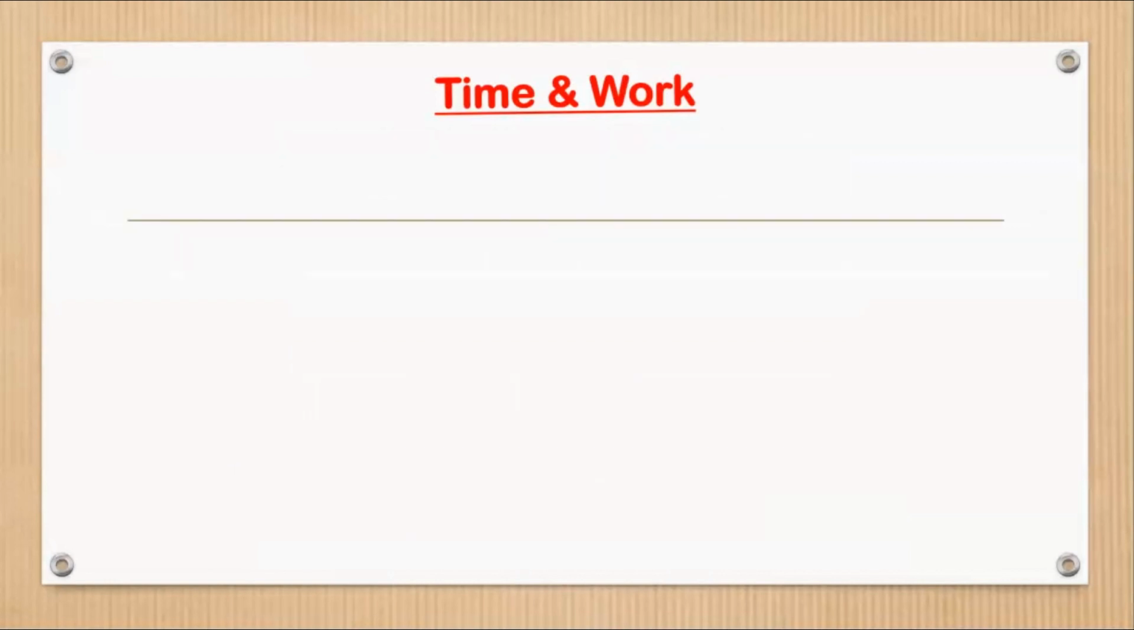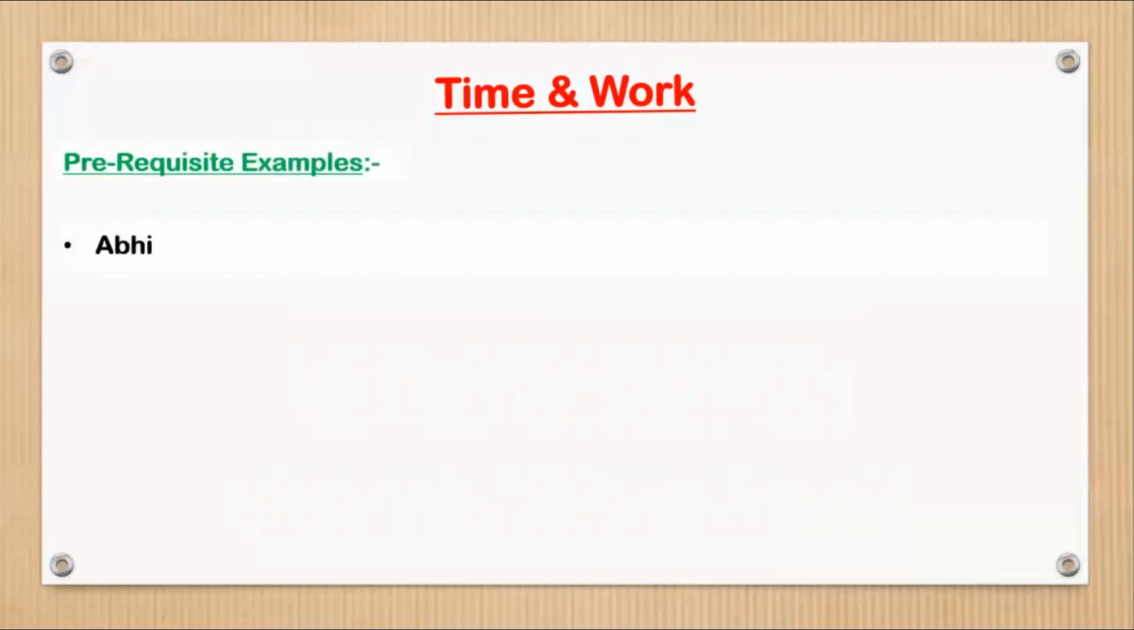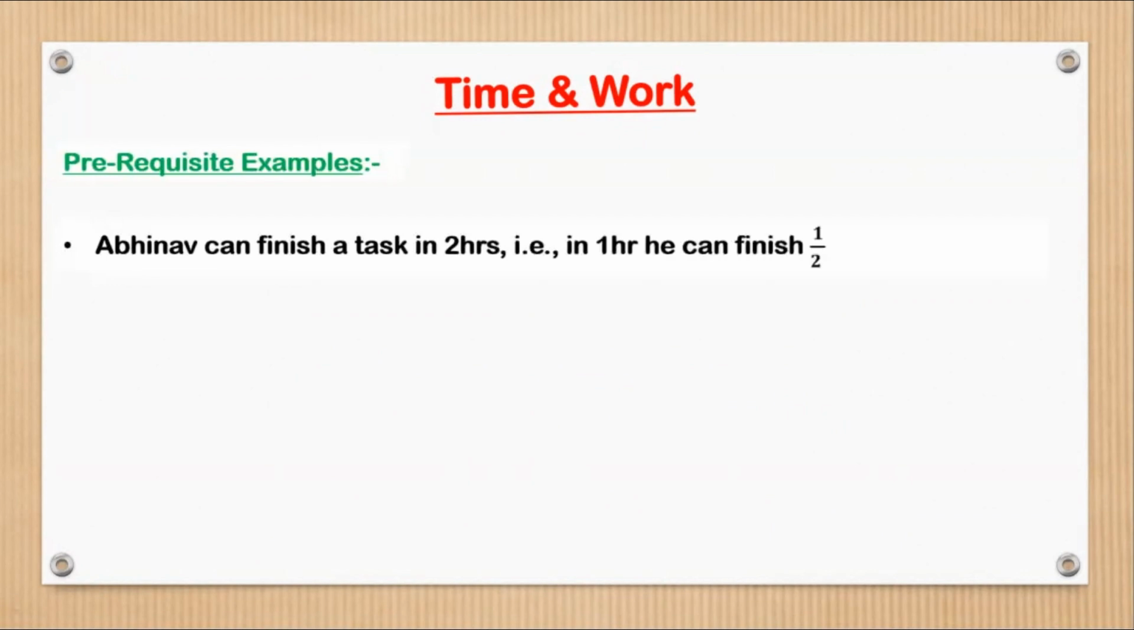Before going into this, let's see some prerequisite examples to understand the situation very clearly. Imagine Abhinav can finish a task in 2 hours. That means in 1 hour, he can finish half of the task. That is well known to us. Overall, he is taking 2 hours to finish the task, which means, imagine the situation is ideal, they are working uniformly. In that case, in 1 hour, Abhinav can finish half of the task. So the reciprocal of the time is equal to work done per hour.